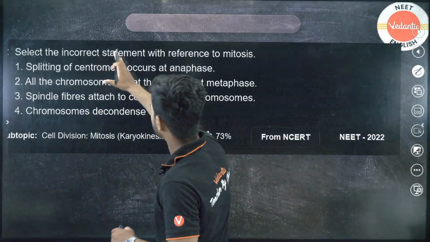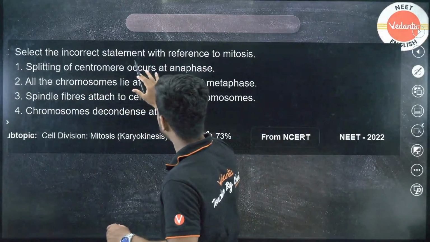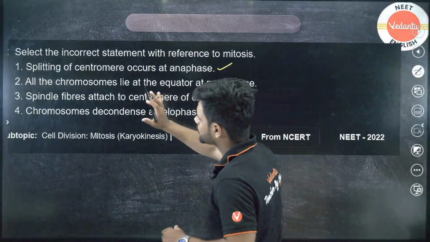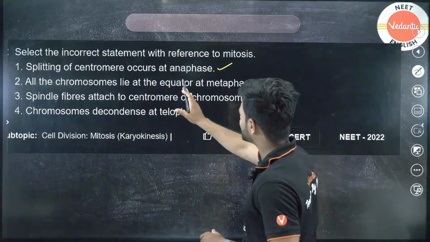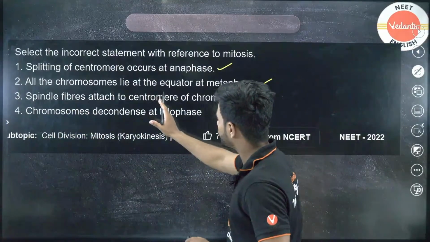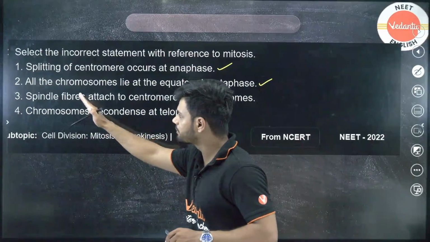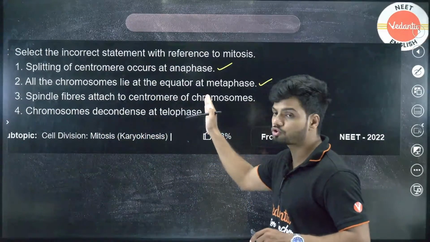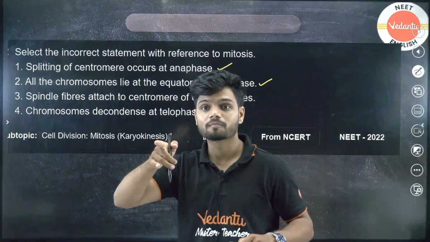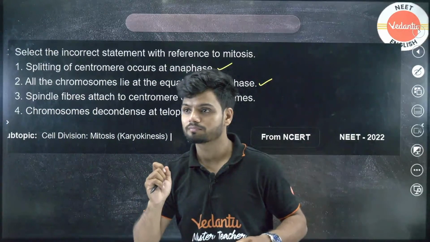Question 22. Select the incorrect statement with reference to mitosis. Splitting of centromere occurs at anaphase. Yes. All chromosomes lie at the equator in the metaphase. Yes. Spindle fibers attached to the centromere of chromosome. Tell me, do spindle fibers attach to the centromere of chromosome? No, they attach to the kinetochore. Right?